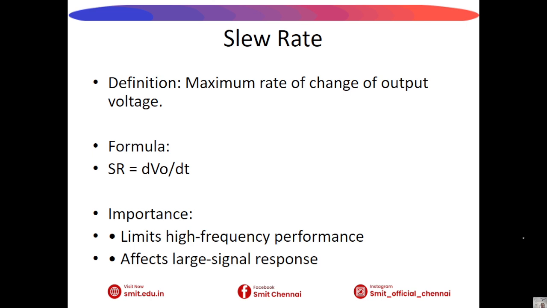Next, we see about the slew rate. The slew rate is defined as the maximum rate at which the output voltage can change with time. It is expressed in volts per microsecond. If an input signal changes faster than the slew rate limit, the output cannot follow accurately, leading to distortion. Therefore, the slew rate is particularly important in high frequency and large signal applications.